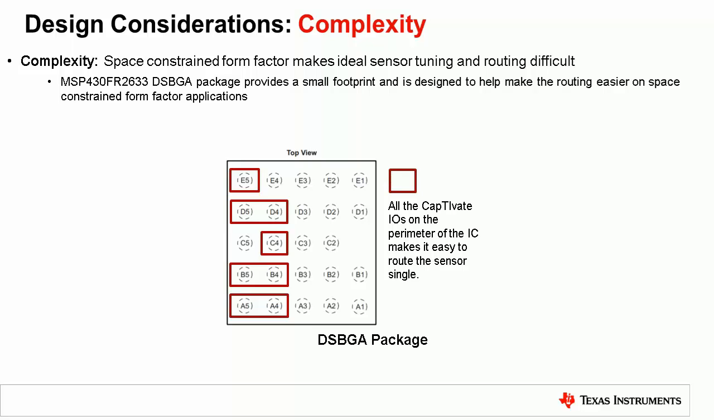And a little bit about the ball map. The die-size BGA ball map has been designed to make single layer routing of sensor traces easy. So you can see the boxes show all the terminals that are actually used for connections to the Captivate channels.